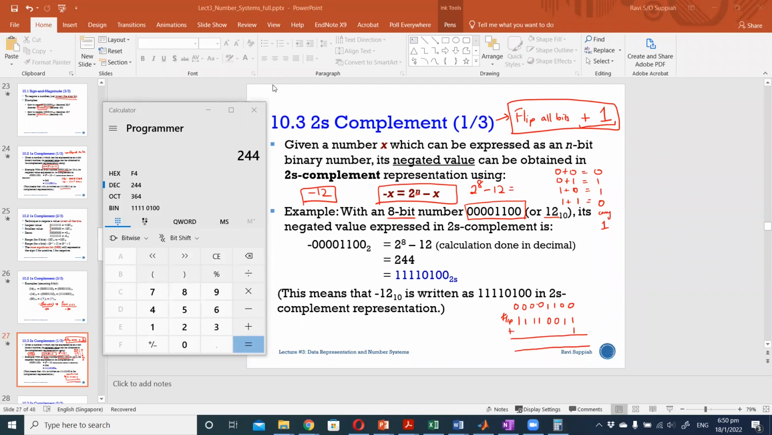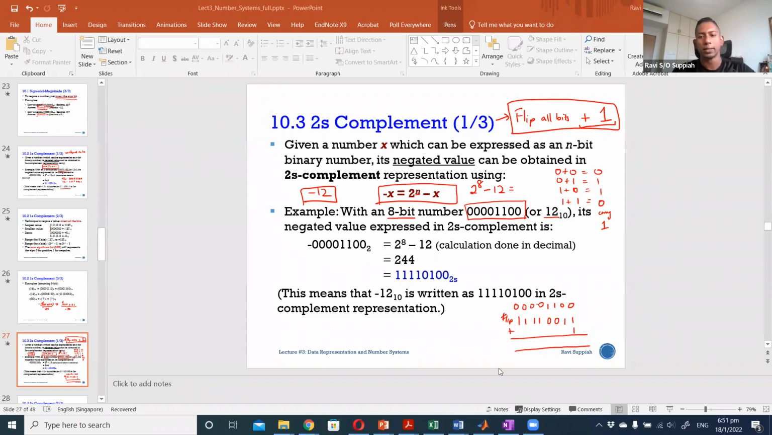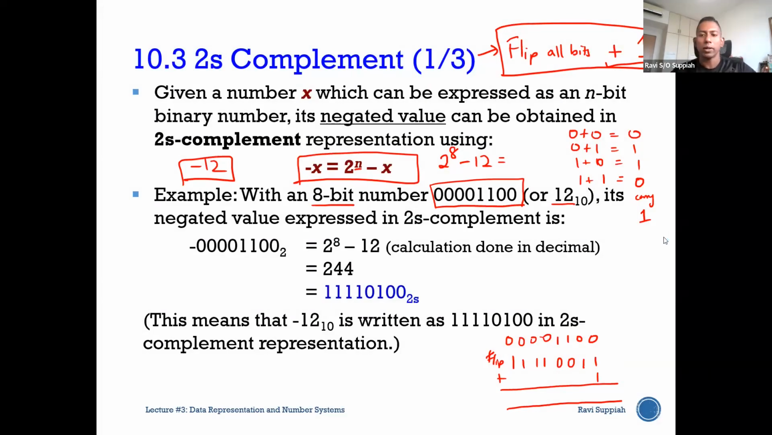Okay, so that gives us the answer. All right, 244, and 244 is actually negative 12. Okay, so let me show you how that works here. So this gives me 244, and 244 in the binary representation is this. All right, and that is actually negative 12 in 2's complement.